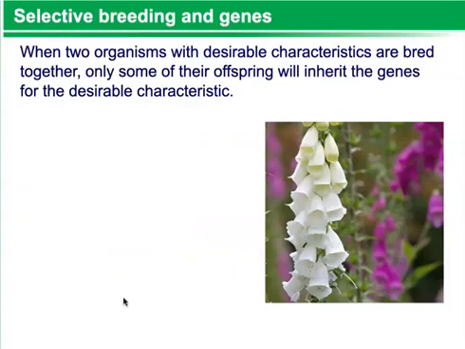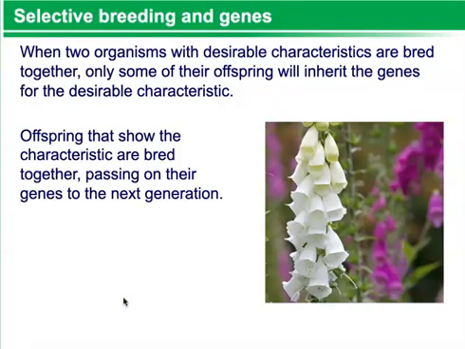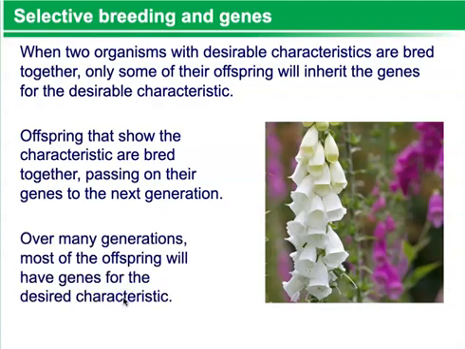Selective breeding and genes. When two organisms with desirable characteristics are bred together, only some of their offspring will inherit the genes for the desirable characteristic. Offspring that show the characteristic are bred together, passing on their genes to the next generation. Over many generations, most of the offspring will have genes for the characteristic that is desired.